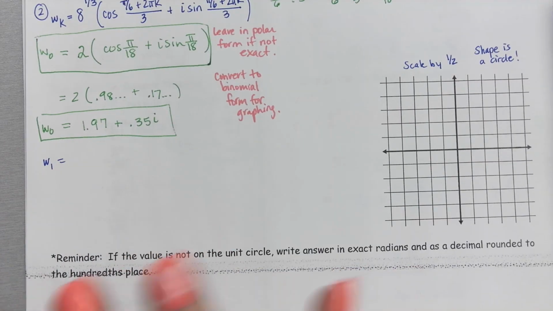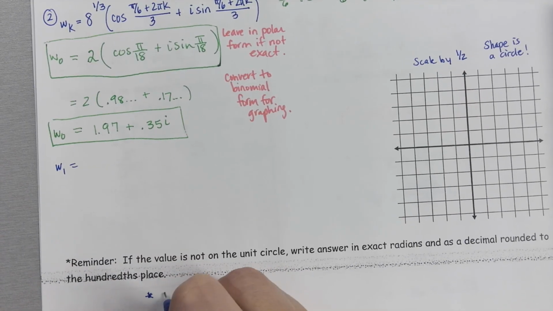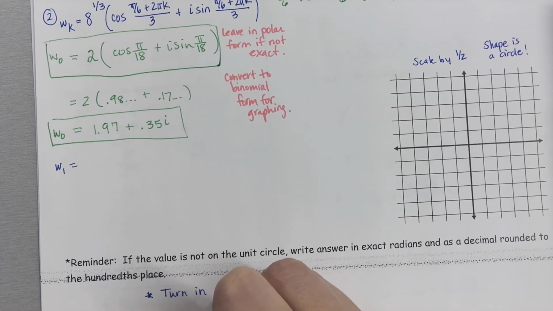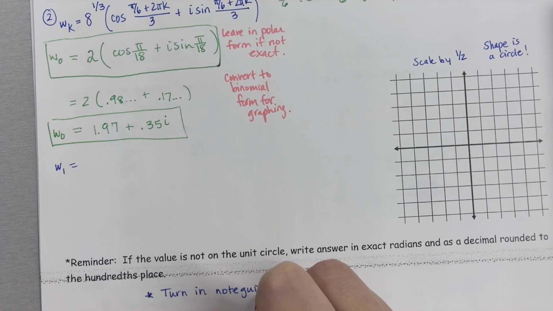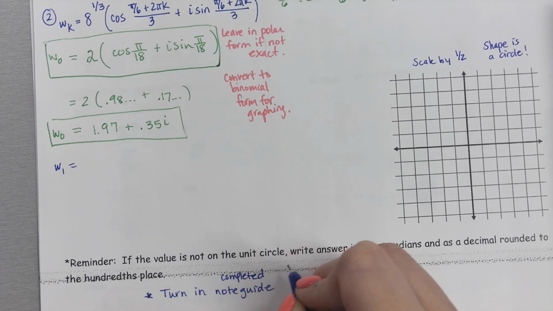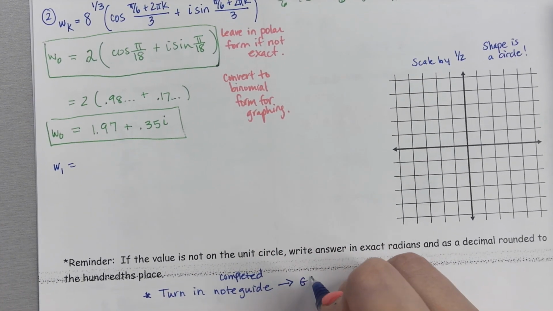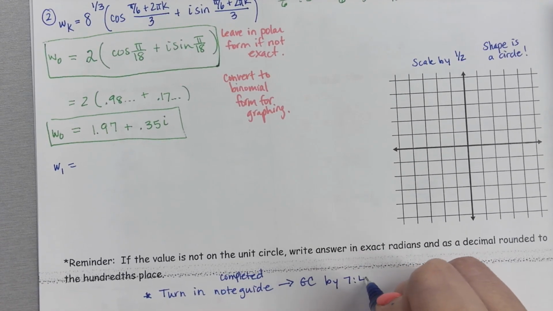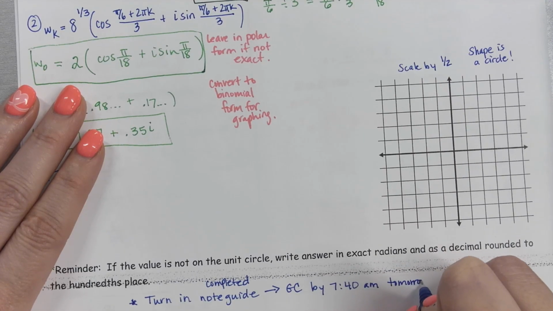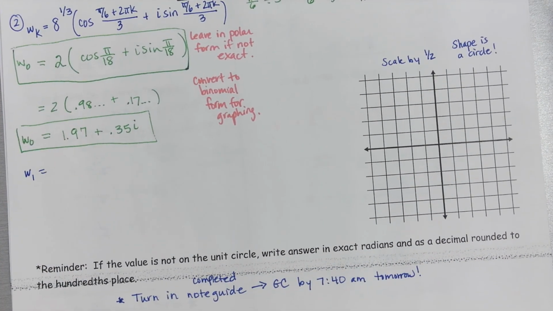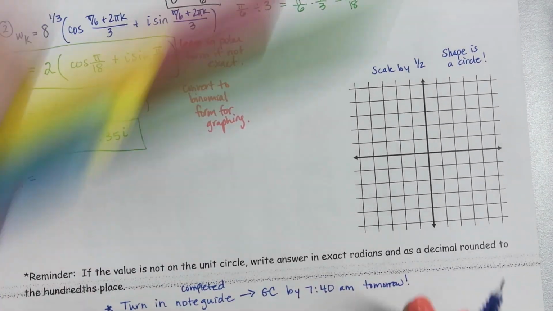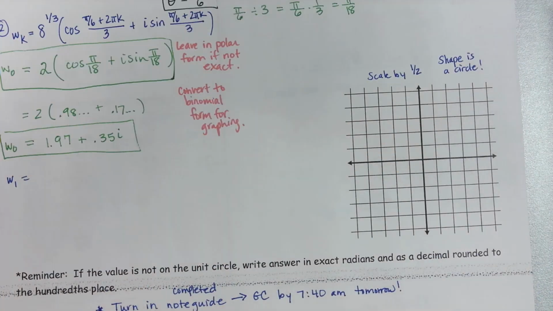Okay, so you're going to finish this, and the mandatory turn-in for tomorrow is your note guide. So you're going to complete that. The only thing that you have to do tonight is finish this, including the graph.